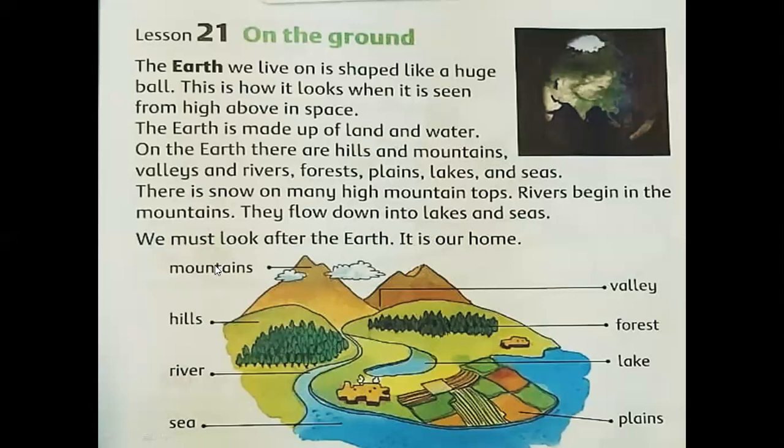At the top, there are mountains, then hills. The forest is on the hills. These are rivers. Then sea. This whole part is sea. Then plain. This area is called plains. Then lake. This is a small lake. And these are forests and valleys. These valleys are between the hills.